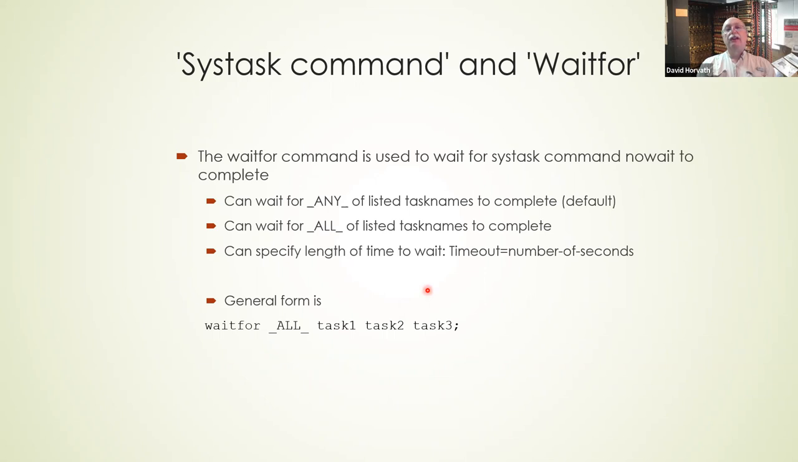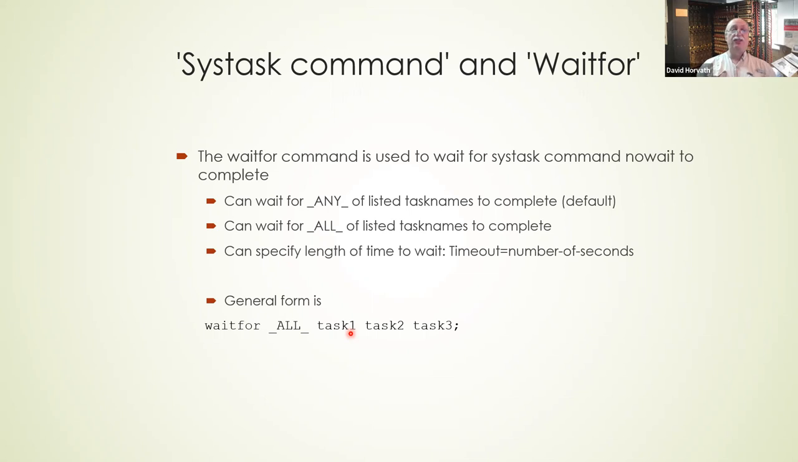If you're running no wait, there's the Waitfor command, which will wait for these Systasks to complete. And I can either use the task number or I can assign each one independent names, as I mentioned. You can wait for any of them. One of these things has to finish. I don't care which one, and that's the default. Or I can wait for everything to finish.